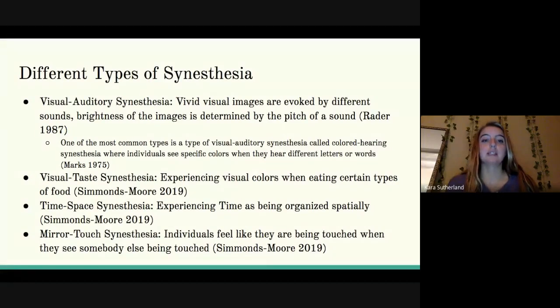Then we have time-space synesthesia, which is where you're experiencing time in a way where it's organized spatially. And then mirror touch synesthesia, where individuals feel like they're being touched when they see somebody else being touched, which is just really cool. There are actually 54 main types of synesthesia, but these are the ones that people experience the most. Visual auditory synesthesia is experienced more than any other type. The time-space and mirror touch synesthesia are experienced less than the visual ones. And colored hearing is a really common one.